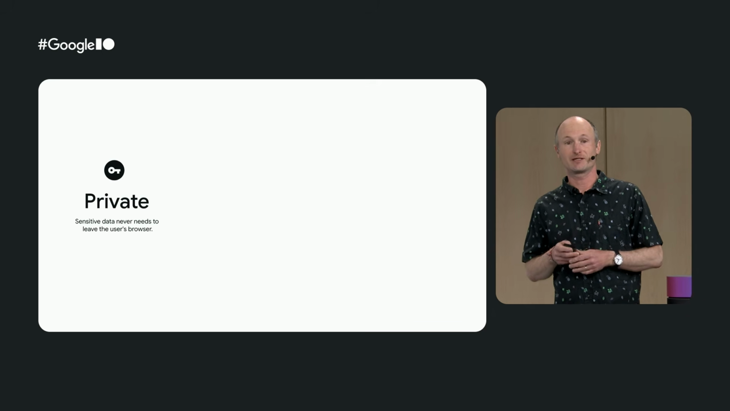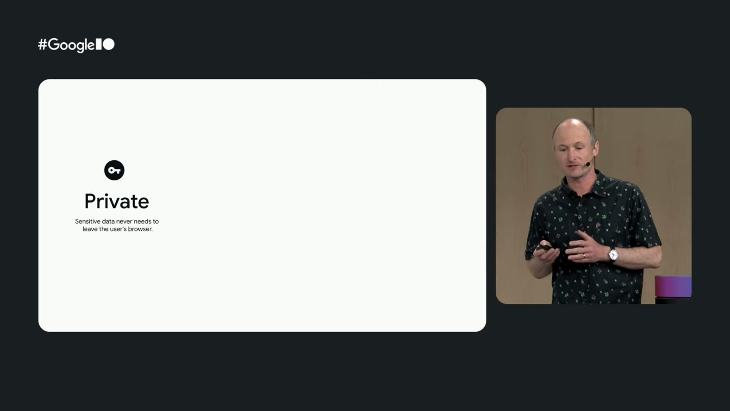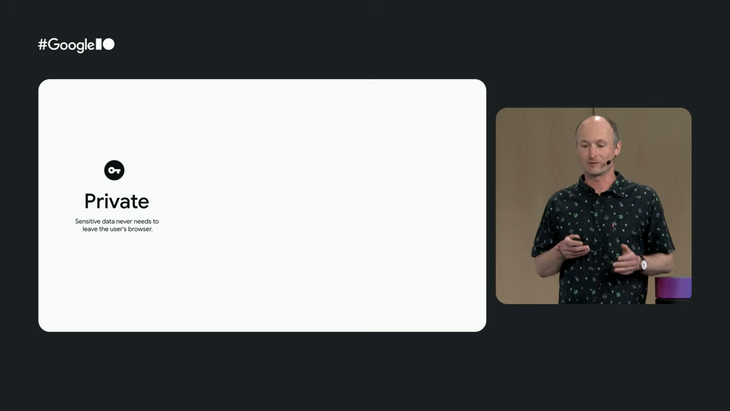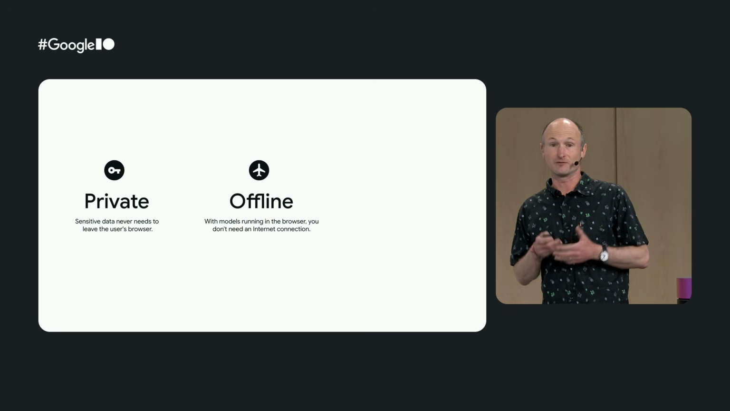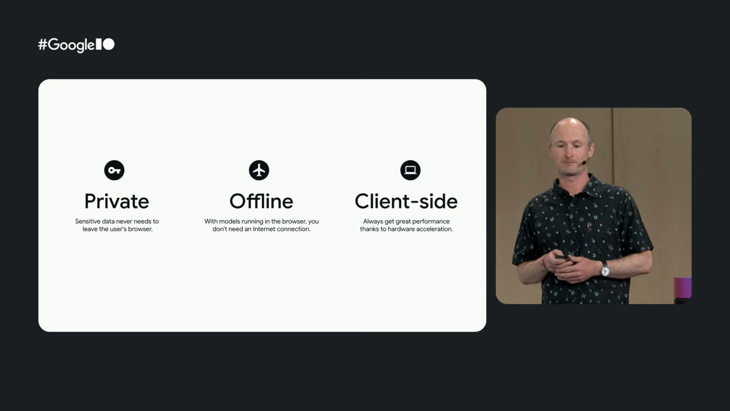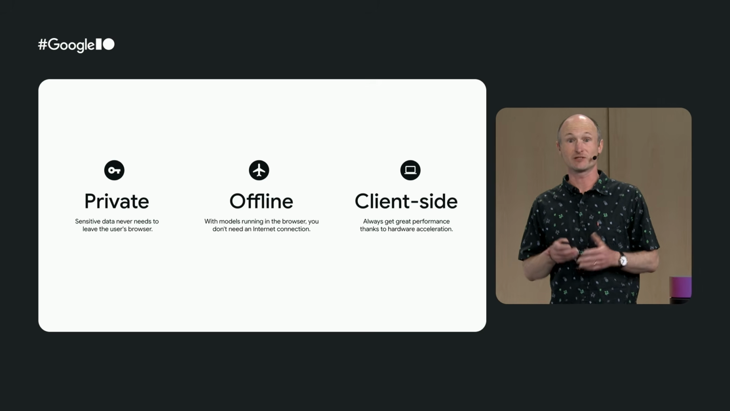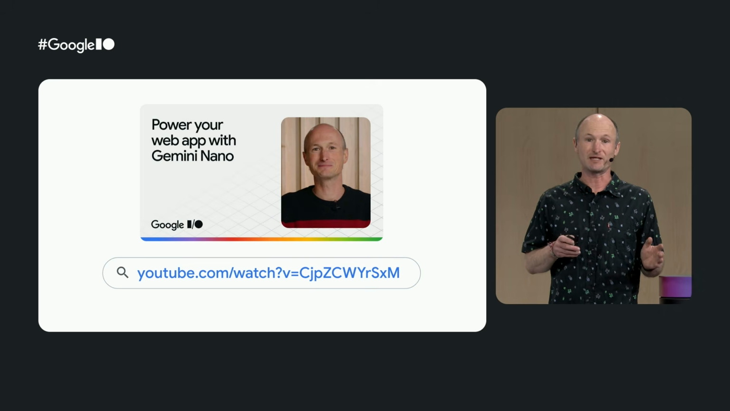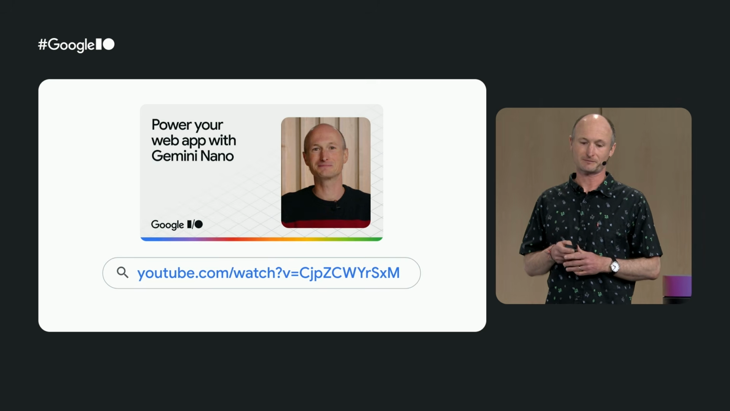As a quick reminder, the advantages of built-in AI are at hand. With the AI model running on the device, sensitive data never needs to leave the user's browser, which means huge benefits from a privacy perspective. When there's no server involved, this also means that running the AI model can happen entirely offline once the model has been downloaded. And you always get great performance, thanks to hardware acceleration on your device. So in some cases, you might even beat the performance of the cloud. For the full background, see my I/O talk from last year, where I cover these advantages in full detail.